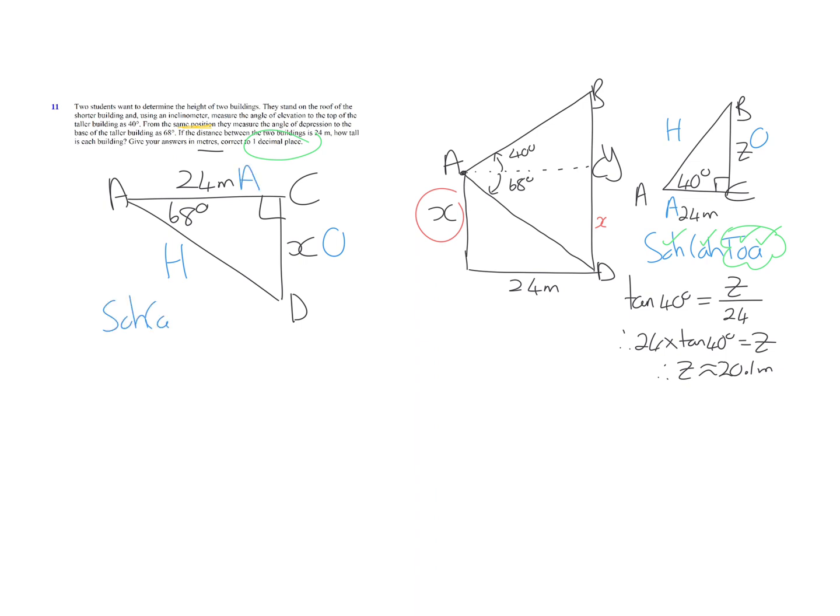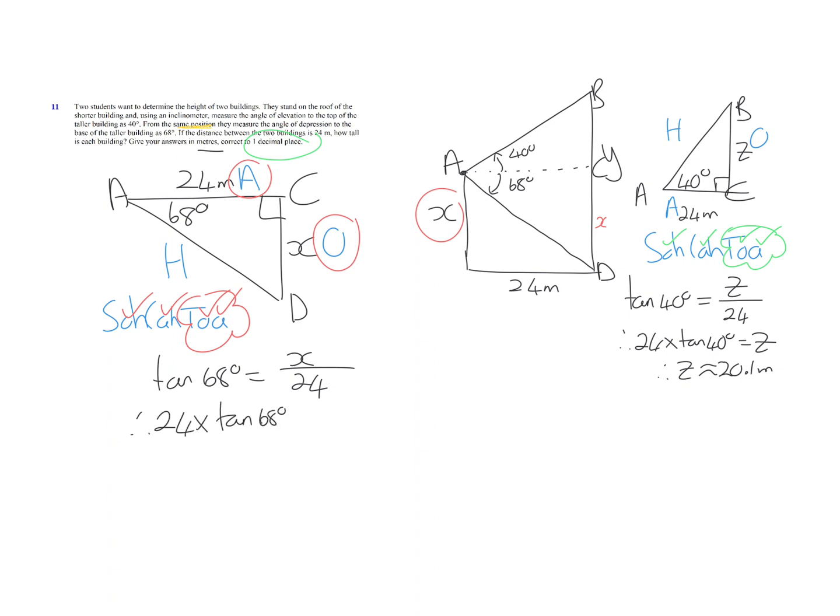Write down SOH CAH TOA. I have adjacent, so let's tick A. I want opposite, so tick O. I'm dealing with tan. So I write down tan 68 degrees. Opposite is X, adjacent 24. I want to backtrack the divide between X and 24. So I will multiply. So it's 24 times tan 68 degrees. You can type it into your calculator. To 1 decimal place, it's 59.4 meters.